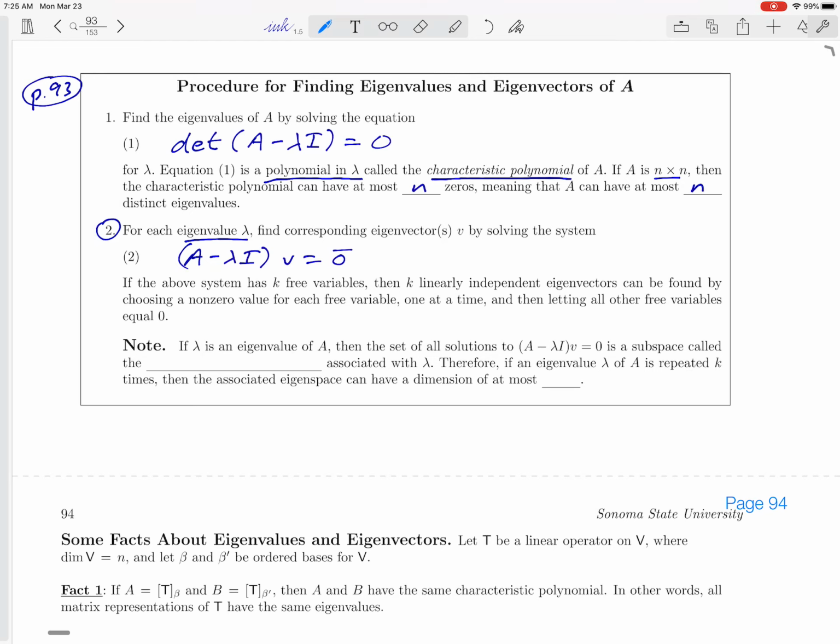Okay, and you're going to have free variables. The question is how many you have. Okay, so if you have k of them, let's say, that just means that there are k linearly independent eigenvectors that can be found. Okay, and kind of an algorithm for finding those, we'll see this in the example that we do in a minute here, is to just choose a non-zero value for each free variable one at a time and let all of the other free variables be 0. That's the quickest way to kind of lay your hands on k linearly independent eigenvectors.